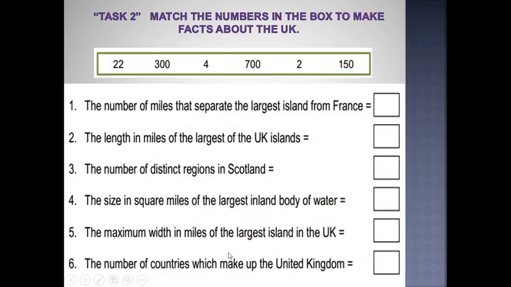Task 2. Match the numbers in the box to make facts about the United Kingdom.